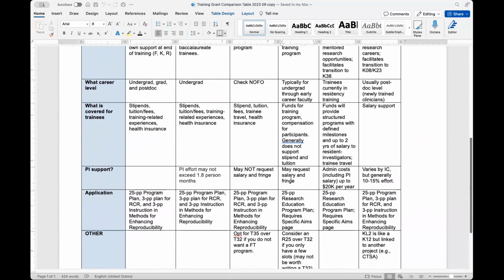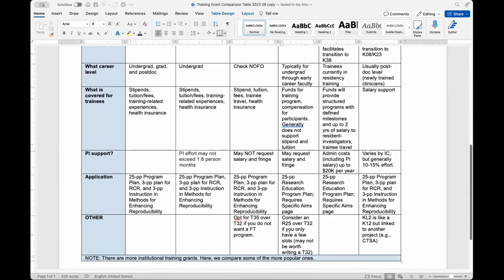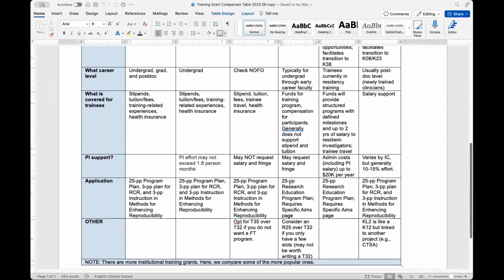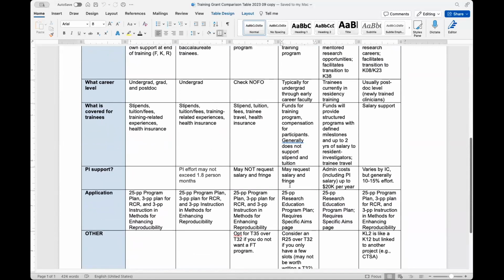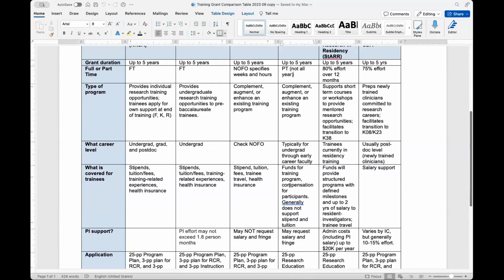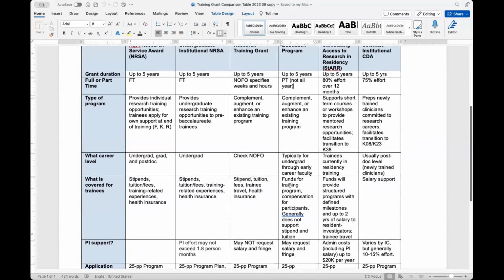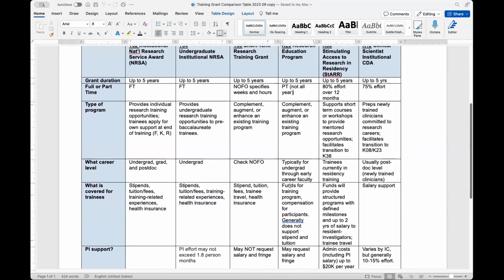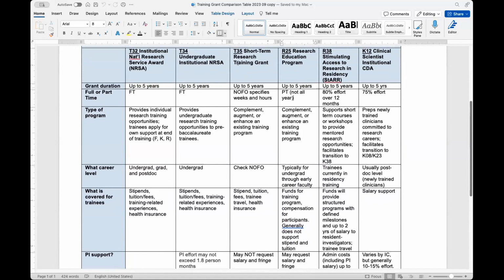So you want to consider an R25 over a T32 if you only have a few slots. It may not be worth writing it. And the thing about the R25 is that it could be some sort of discrete training. It might involve courses or a summer program or something like that. So there's some decision between the T35 and the R25 also. Again, this one doesn't require all those tables.